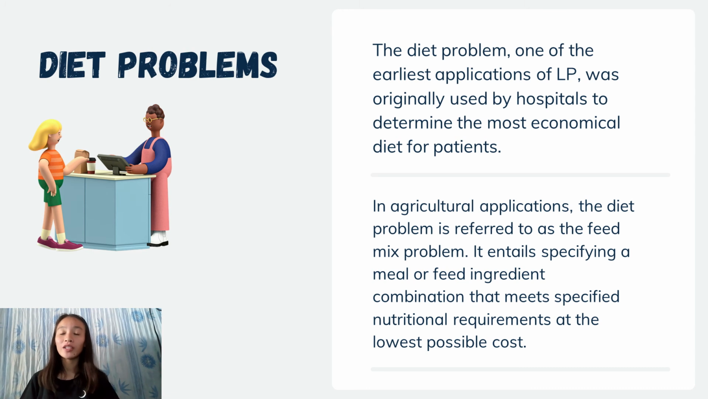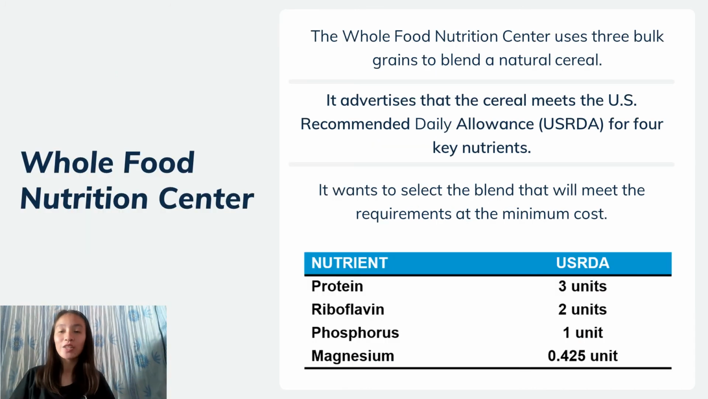So, the goal of the diet problem is to select a set of food that will satisfy a set of daily nutritional requirements at a minimum cost. The problem is formulated as a linear program where the objective is to minimize the cost and the constraints are to satisfy the specified nutritional requirements. For this application, let's use the Whole Food Nutrition Center as our example.